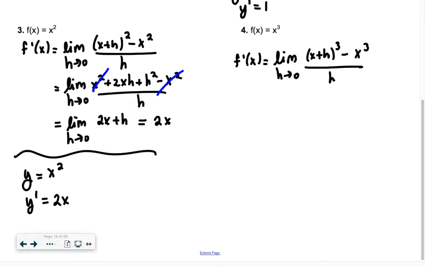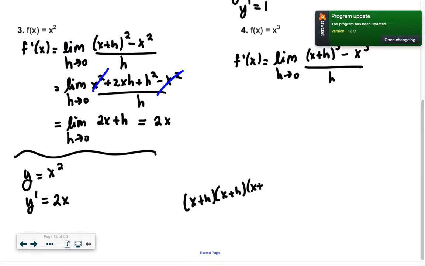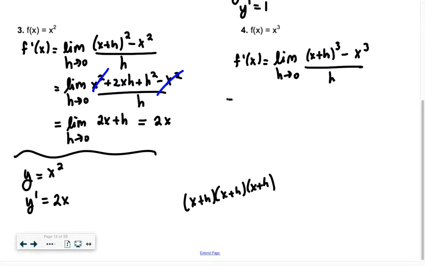And we talked about this the other day. You guys remember I was like, oh, remember Pascal's triangle? You can do an expansion with Pascal's triangle. Or you could multiply it out 3 times. So you can do x plus h times x plus h times x plus h. Do we want to do that? Yes. You can. I'll tell you what it's going to be, because I'll do the Pascal's triangle thing.